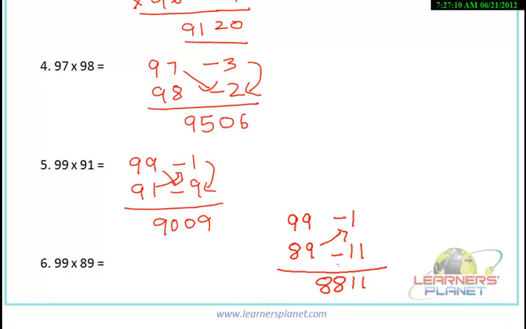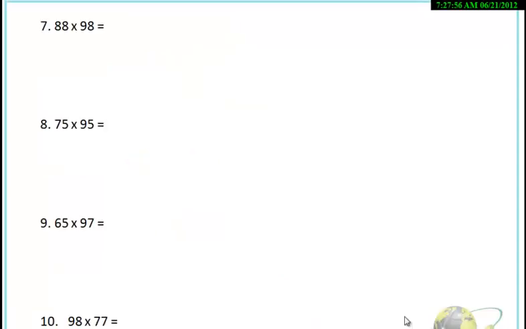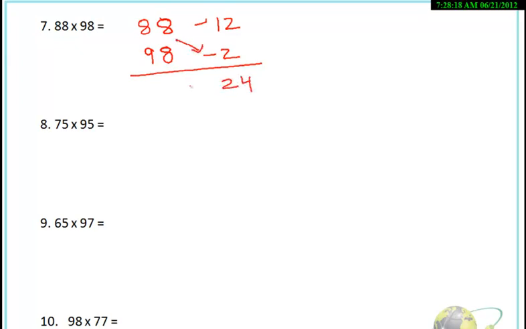Okay friends, now let's take more examples. 88 into 98. Let's begin. 88 into 98. It is minus 12 from 100 and it is minus 2. So 2 twelves are 24. 88 minus 2 will give us 86. So 88 into 98 is 8624.